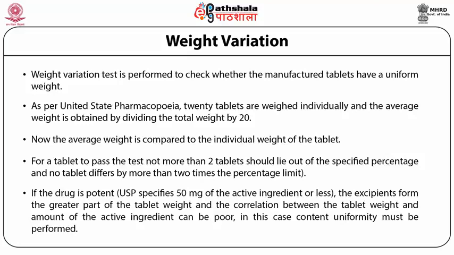If the drug is potent, for example, USP specifies 50 mg of the active ingredient or less as a potent formulation, then the excipients form the greater part of such a tablet, and the correlation between the tablet weight and the amount of active ingredient can be poor. So, in such cases, content uniformity must be performed.